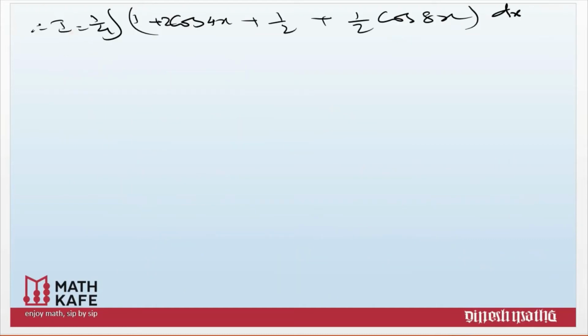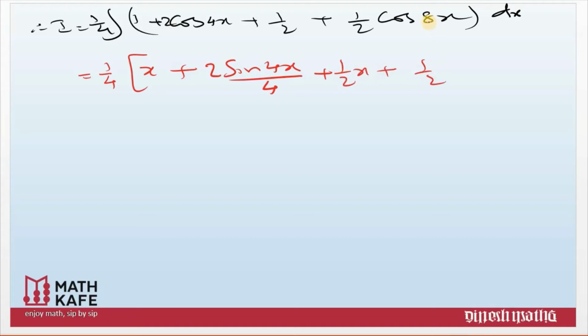Let us integrate now. 1 by 4, integral of 1 will be x, 2 times integral of cos will be sin 4x divided by 4. As the coefficient of x is 4, you have to divide with 4. Integral of half x, and half into integral of cos will be sin 8x, and coefficient of x is not 1, so divided by the coefficient, plus c.